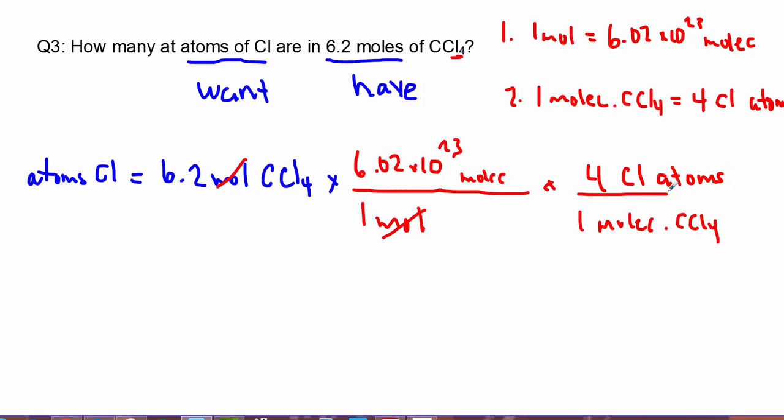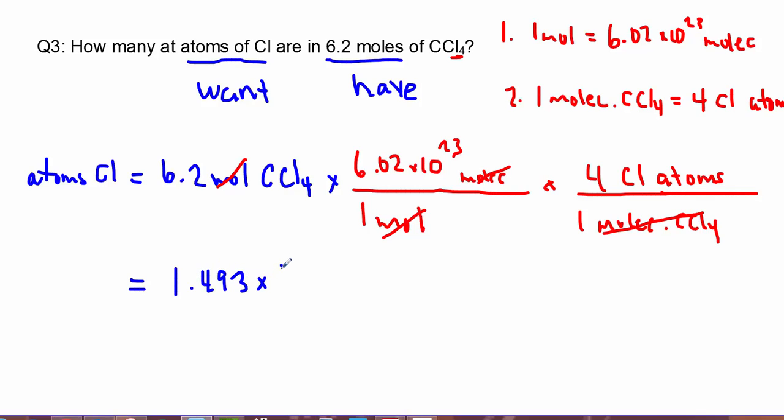So I can go ahead and put this into my calculator. Everything on the top is being multiplied, and anything on the bottom I'm dividing by, but I only have 1s on the bottom. So I'm going to multiply 6.2 times 6.02 times 10 to the 23 times 4. And my answer, with some decimal places, is going to come out to 1.493 times 10 to the 25. And I'm in atoms now of chlorine.